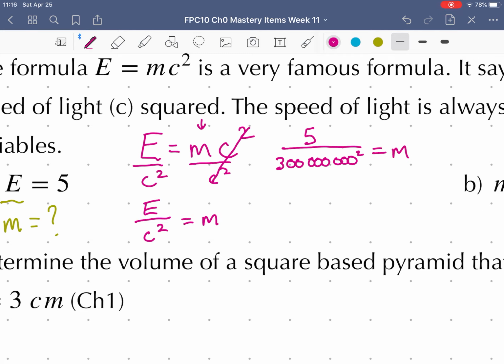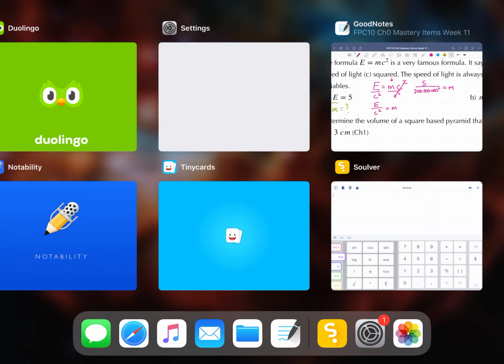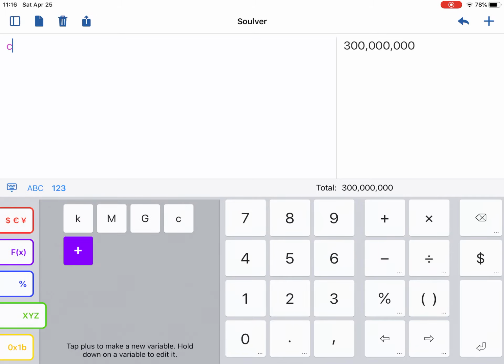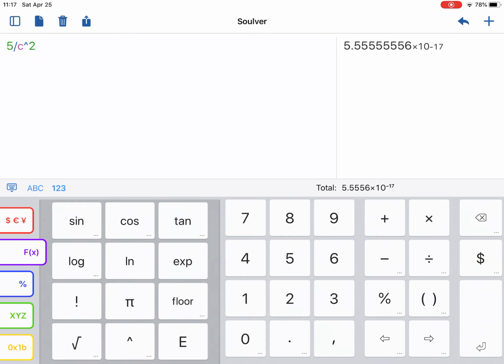Now, this is going to be a really tiny number. I have a calculator, and I'll show you. I use a calculator called Solver, and in Solver, I've made a variable c, and c is always equal to 300 million. So when I want to do this question, I can do 5 divided by c, and then square my c, and I get the answer. So I did 5 divided by c squared. Instead of having to type in 300 million meters per second every time, I can just type in c, and the calculator knows that c equals 300 million.